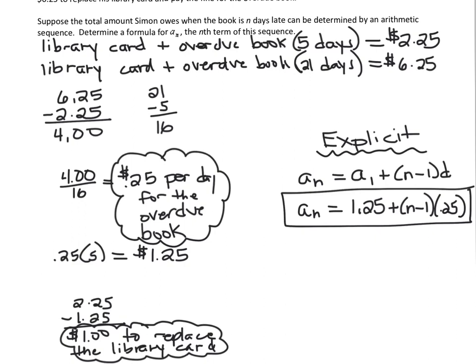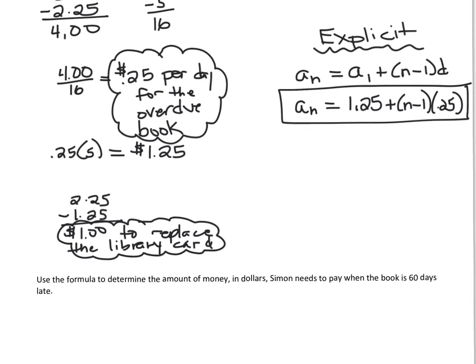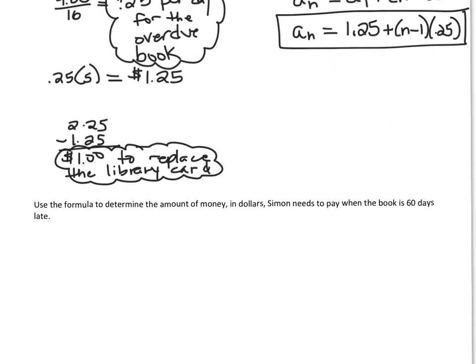All right, now the next part. It says, use the formula to determine the amount of money in dollars Simon needs to pay when the book is 60 days late. So this is why we use the explicit formula. If we had made a recursive formula to find the 60th term, we would have to know the 59th term, which would mean we would have to know the 58th term, and so on and so on, all the way back to the first term. That would take forever. So instead, let's use this formula.